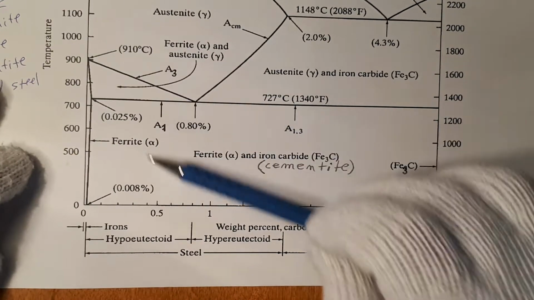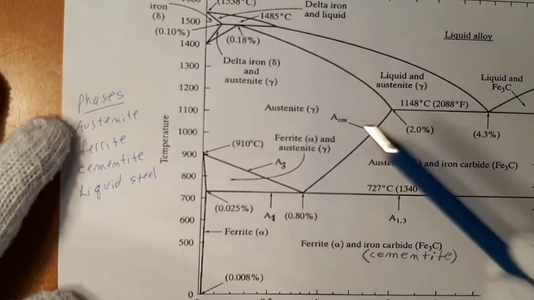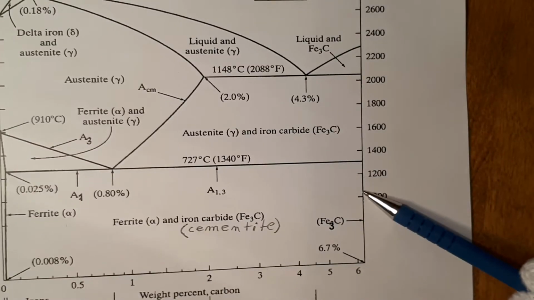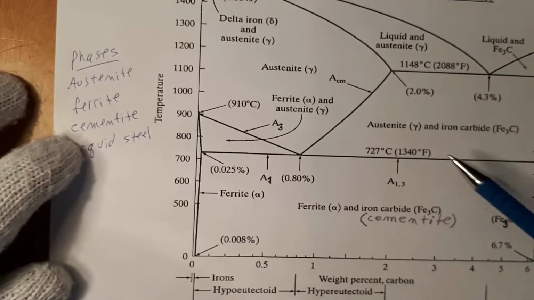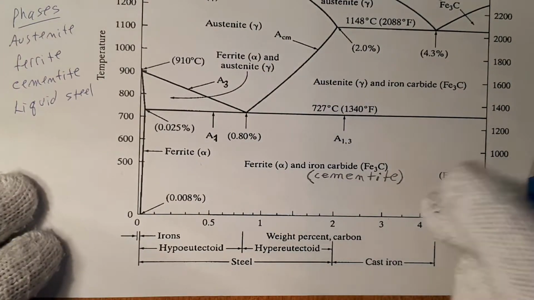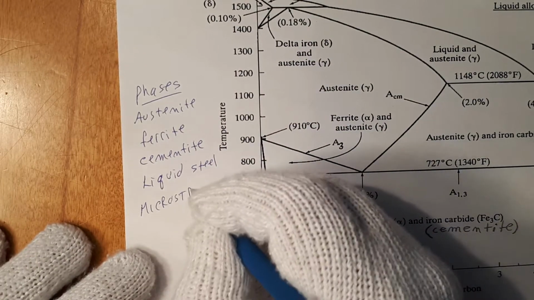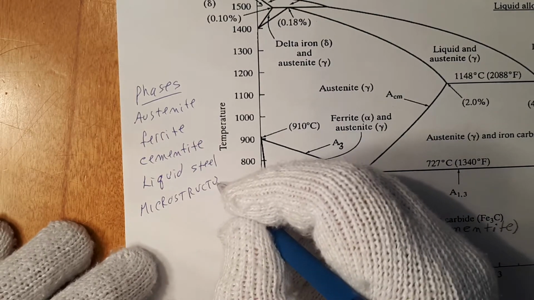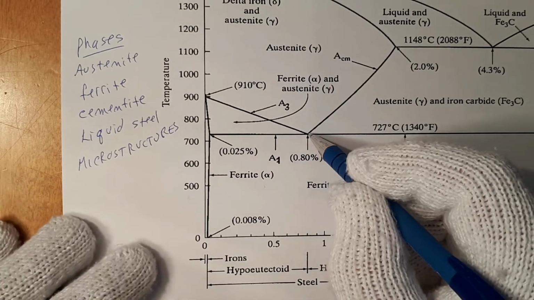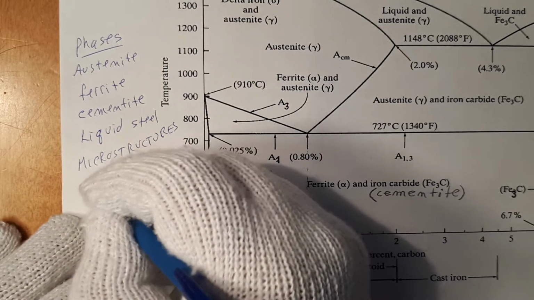If we look at the phases that are occurring in this phase diagram, they're written here: austenite, ferrite, and cementite, which occurs here at 6.67% carbon. If I were to include microstructures, using this particular phase diagram, the microstructure at 0.8% carbon has a special name known as perlite.